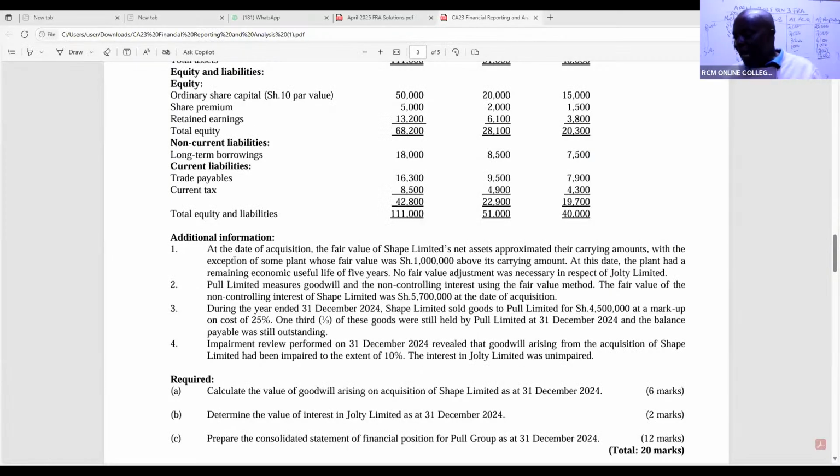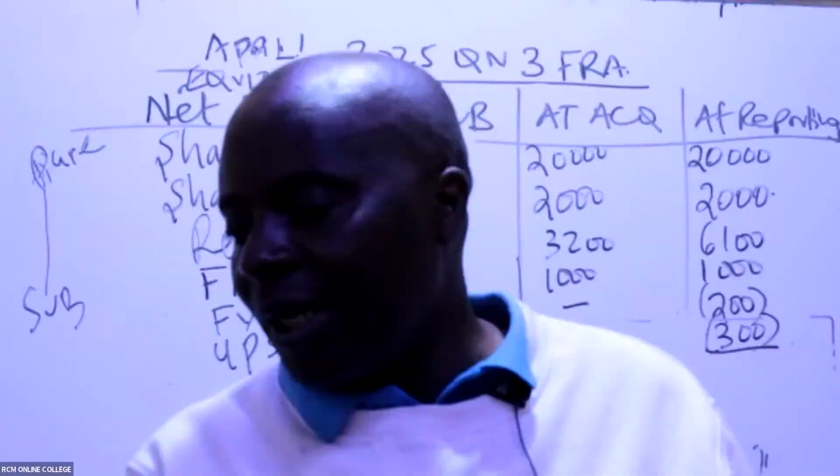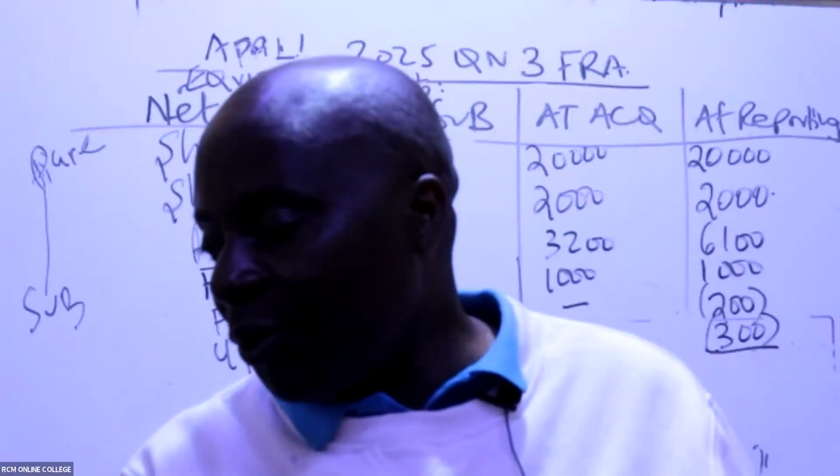What we haven't yet realized is what is within our stock. So you can see here limited at a markup of this, and then 1/3 of these goods were still held. Thanks for asking that question. Thank you so much. And I hope you've been able to understand.